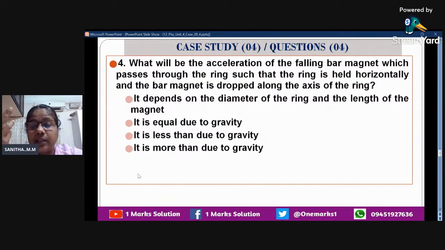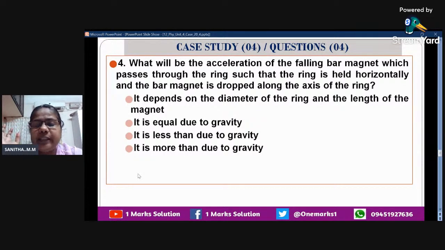Is it so? Acceleration is equal to that due to gravity, less than that due to gravity, or more than that due to gravity. Let us move on to the first option. We can just avoid it. Why? Because it is not depending on the diameter and the length. Now we can go for the 3 options given here.